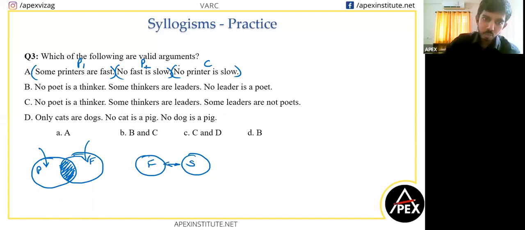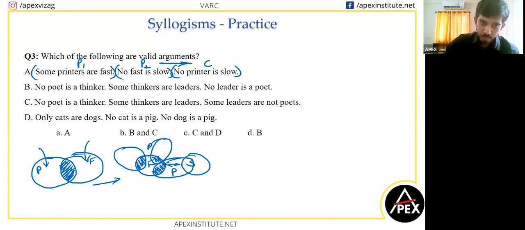Can we say from these two that no printer is slow? See, relationship between printer and slow is not given. Now, if we can combine these two into one diagram, you can say printer would have been here. Right? This same diagram I've taken here. But while we know some printers are fast, the printer can be here, it can be here, it can also be here. So some printers are fast is still true, right?